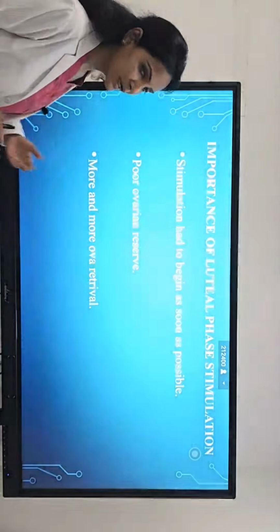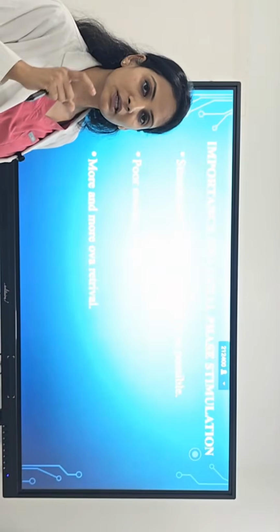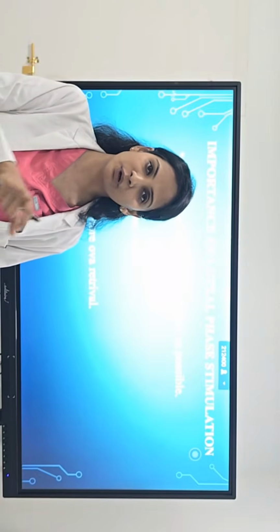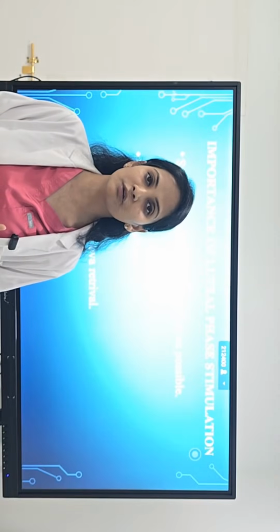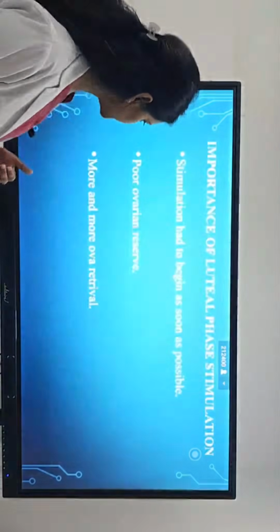Poor ovarian reserve. If a person has poor ovarian reserve, we can stimulate her in the follicular phase and also in the luteal phase. Then we can get more number of oocytes.